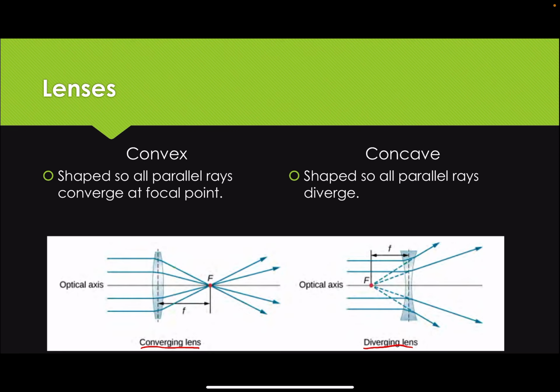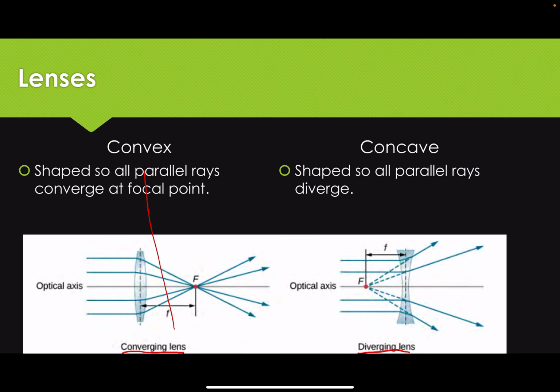And you actually need to know those terms. You need to know converging lenses and diverging lenses because often, including on the homework assignment, we will refer to them as converging lenses over convex lenses, and we will say diverging lenses more often than we say concave lenses. You need to know both terms. You need to know that these are interchangeable.